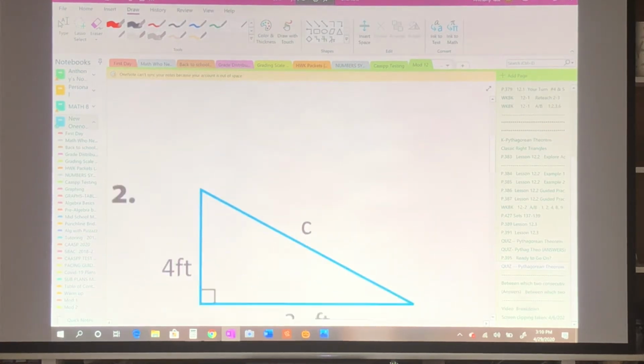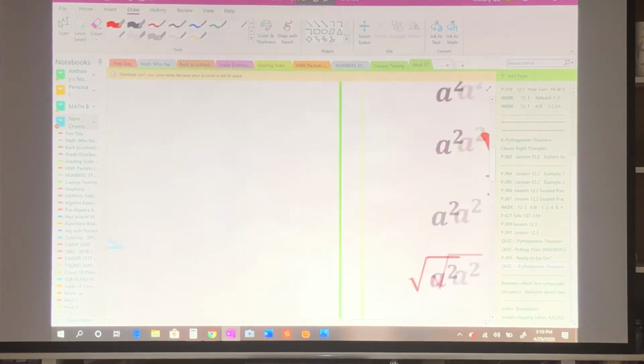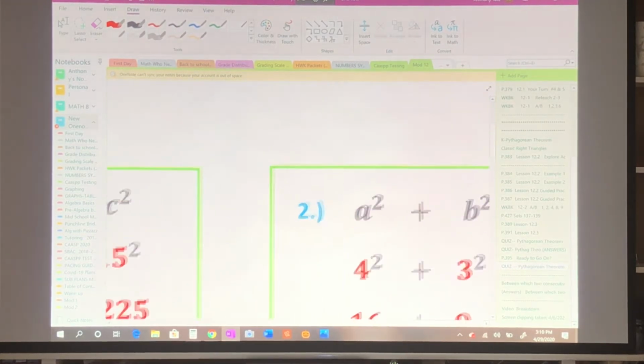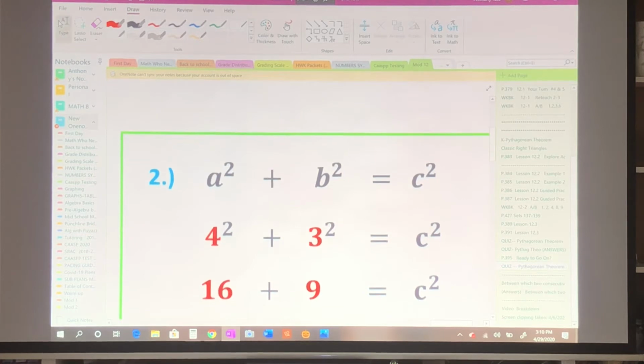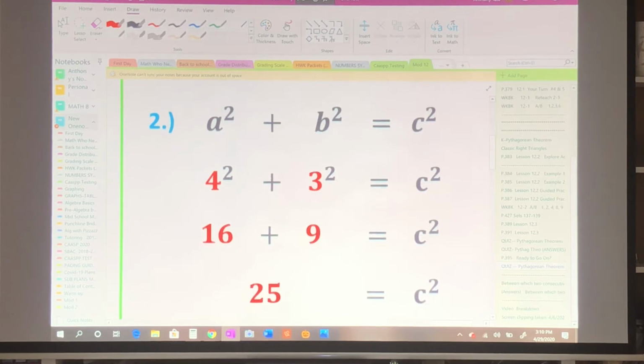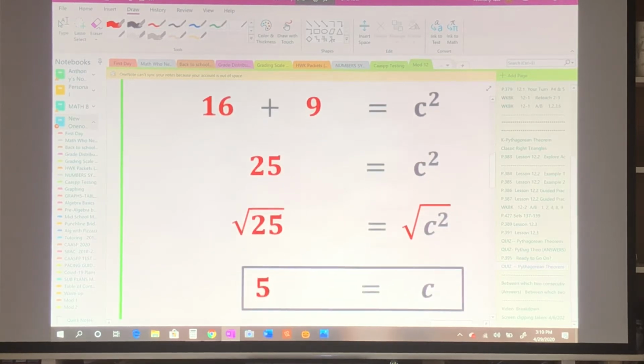Let's do the second one. We know A and B, and we're finding C. Okay, let's plug in A and B, and we'll find C. 4 squared plus 3 squared equals C squared. 16 plus 9, 25. Square root of both sides. C equals 5. All right. Then for 3, 4, and 5, remember you can stop it and go back so I don't stay forever in one spot here.